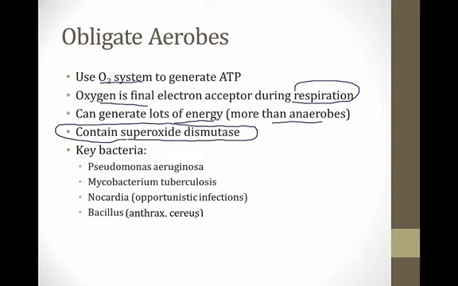So a couple of bacteria that are key obligate aerobes include Pseudomonas aeruginosa, Mycobacterium tuberculosis, Nocardia, which causes opportunistic infections, and Bacillus species like anthrax and cereus. All of these are obligate aerobes, and therefore all of these possess superoxide dismutase to allow them to perform respiration, just like the cells in the human body.